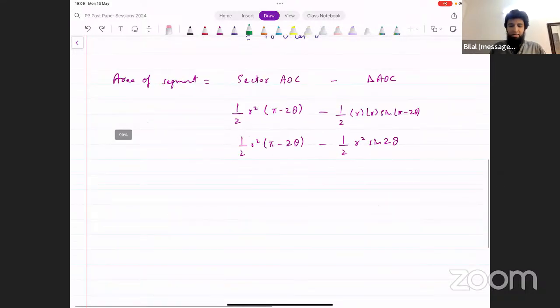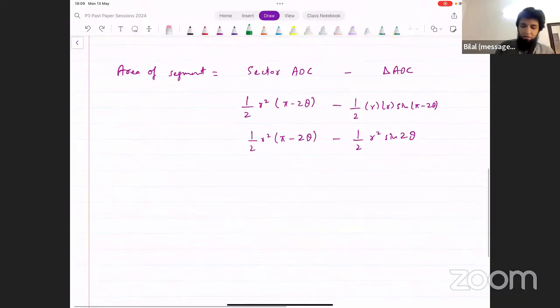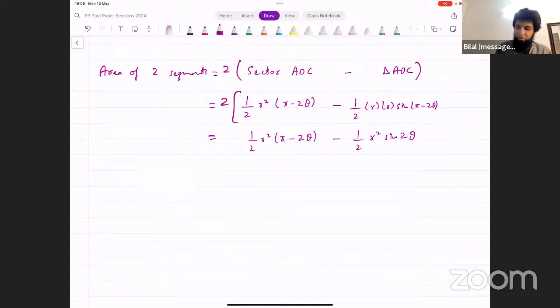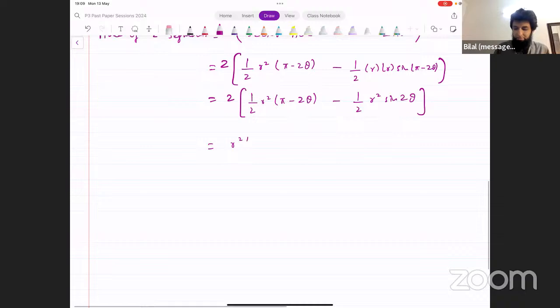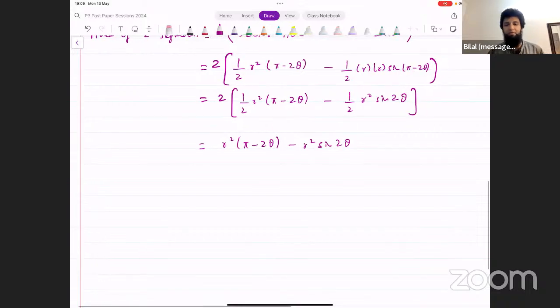Now, we've got the area of the segment as well. That's the area of one segment. What about the area of 2 segments? We can just multiply this whole thing by 2, 2 into this whole thing. What does that give us? This gives us R squared into pi minus 2 theta minus R squared sine of 2 theta. That's the area of the 2 segments that we get.